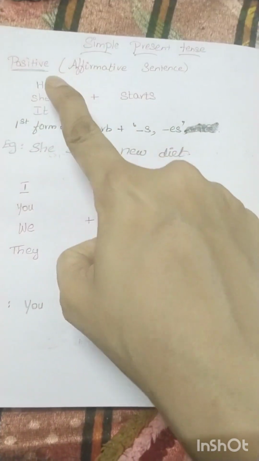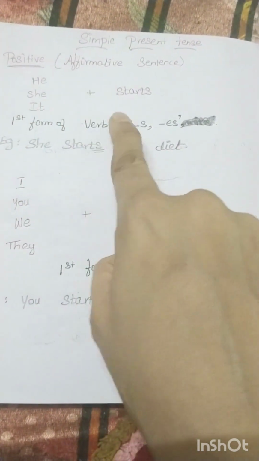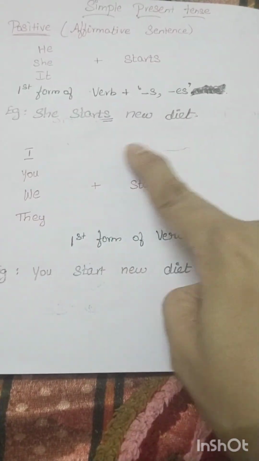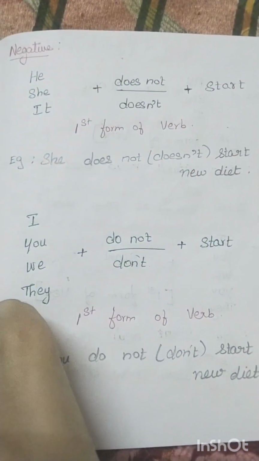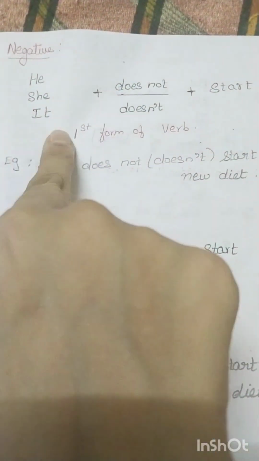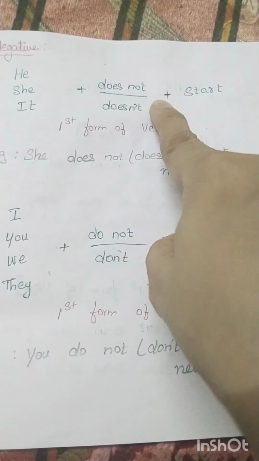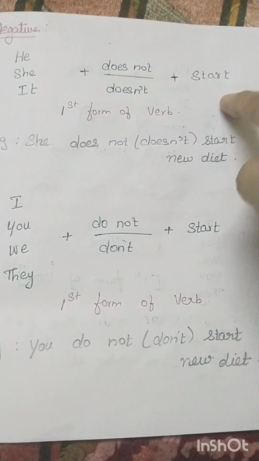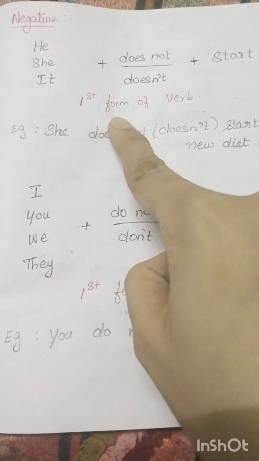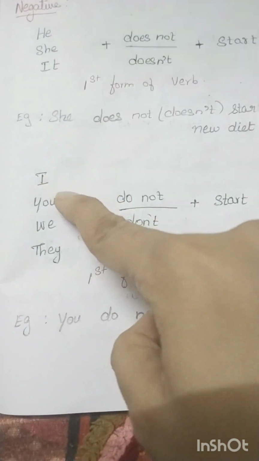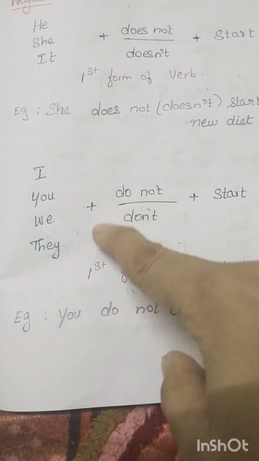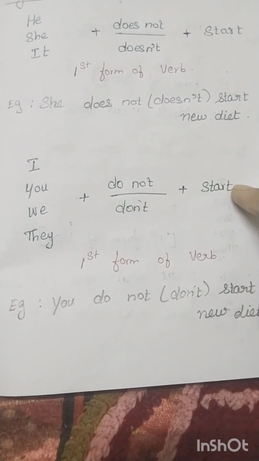In positive, he, she, it or any name plus s or es. I, you, we, they plus first form of verb. Whereas in negative, he, she, it or any name of a person plus does not or doesn't along with any verb which will be in the first form. Then with I, you, we, they, we will use do not or we can say don't along with the first form of verb.